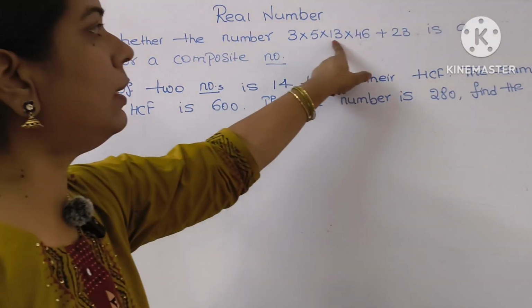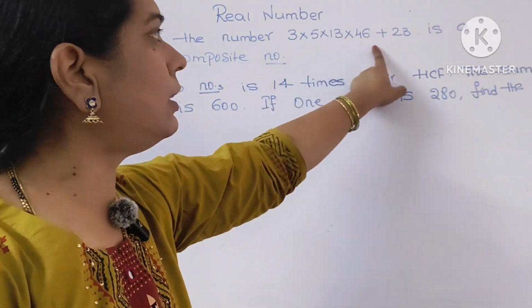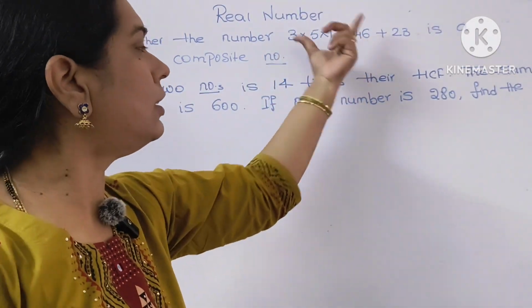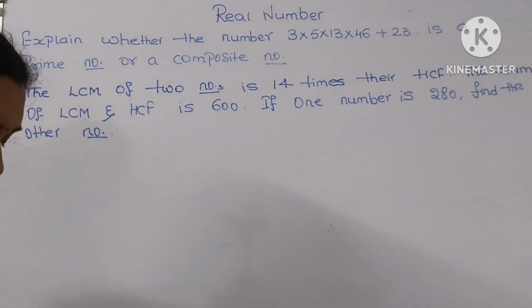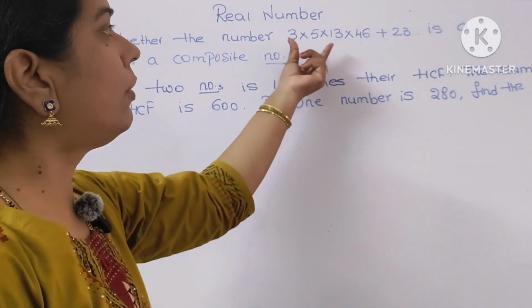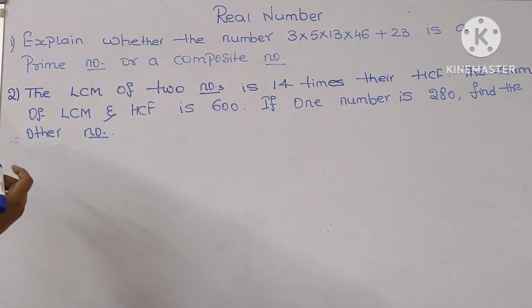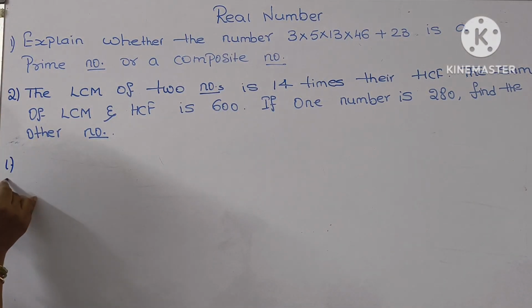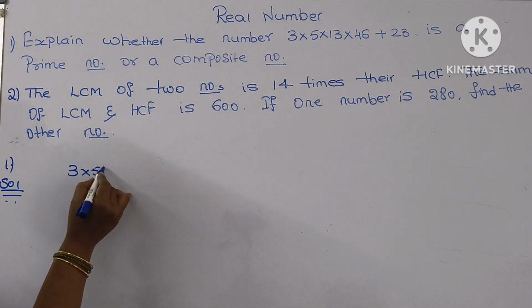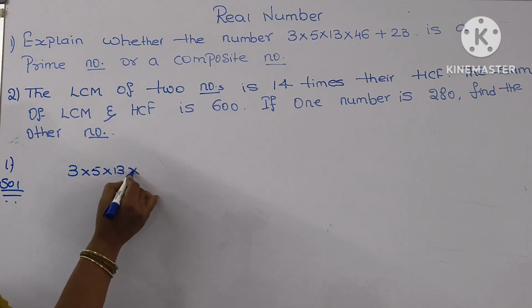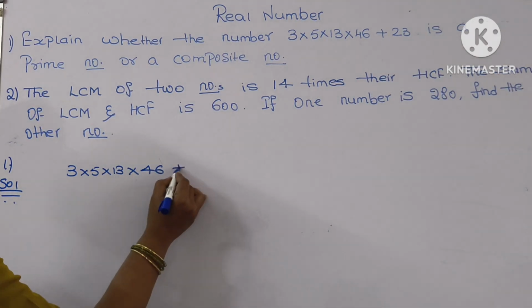They are asking whether a number written in this form is a prime number or a composite number. In order to check that, we are required to follow a specific procedure. Let us see the solution to the first sum. Write down the expression: 3 × 5 × 13 × 46 + 123.